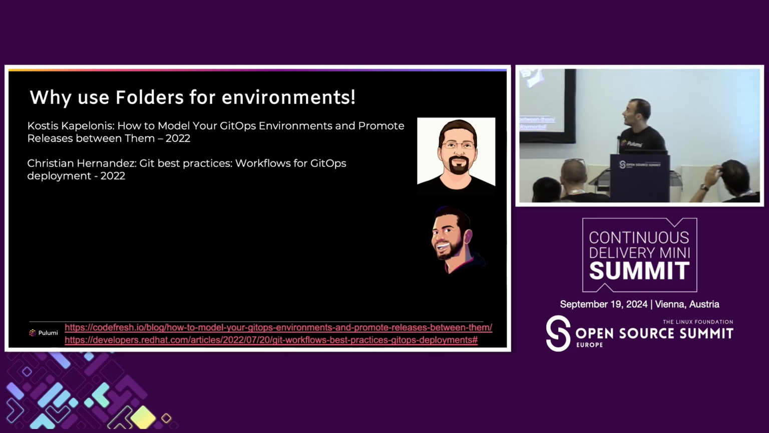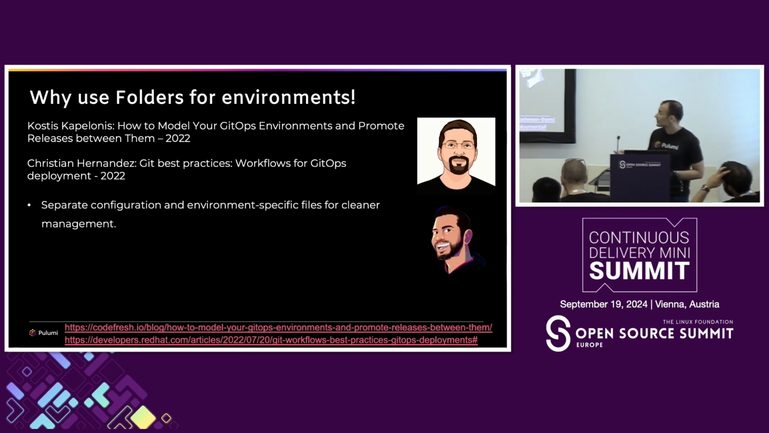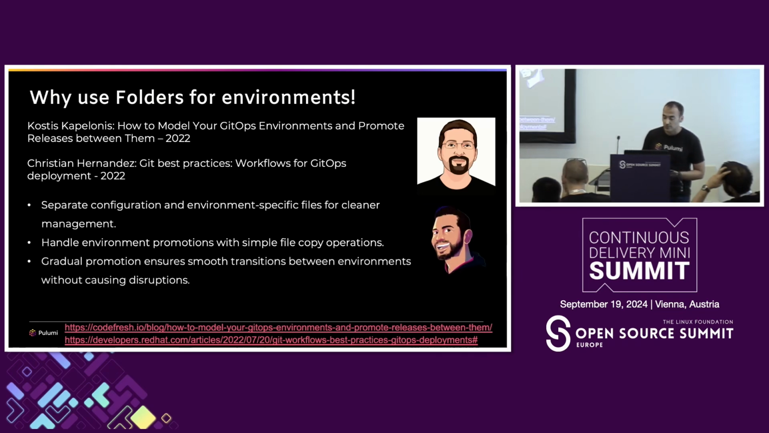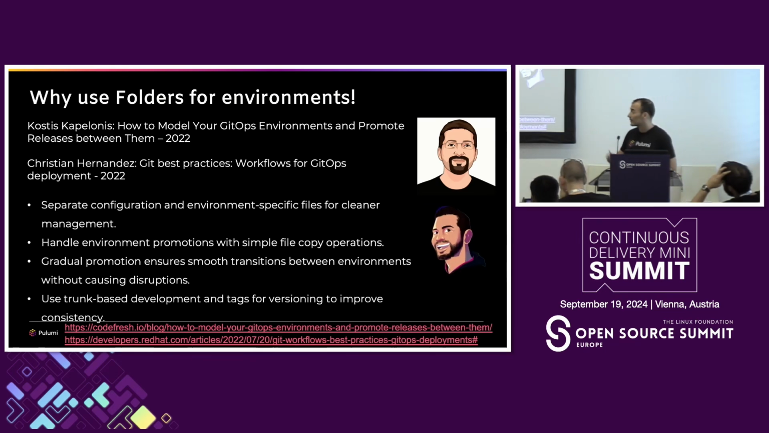And there again, now from 2022, Christian Hernandez and Kostis wrote 2 different articles about the best practice of GitOps and how to model your environments and promote them. Again, separate configuration, environment-specific files for clearer management, handle environment promotions with simple file copies, and gradually promoting ensures smooth transition between environments without causing disruptions. And then, of course, and this is a topic which in my company, when we first encountered this, was a big thing and helped us so much, trying to switch to trunk-based development for tags and versioning.